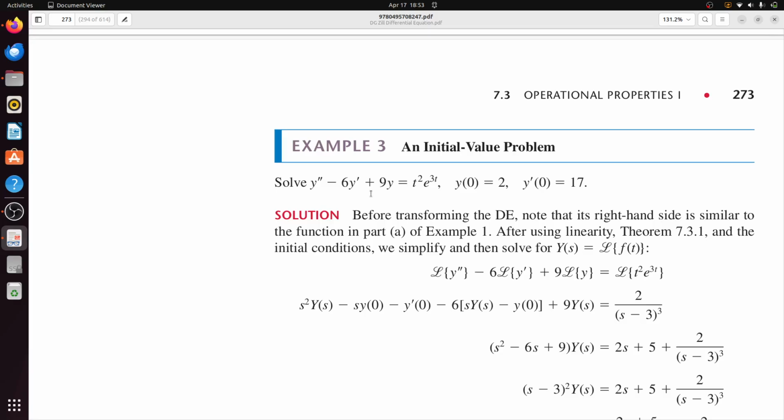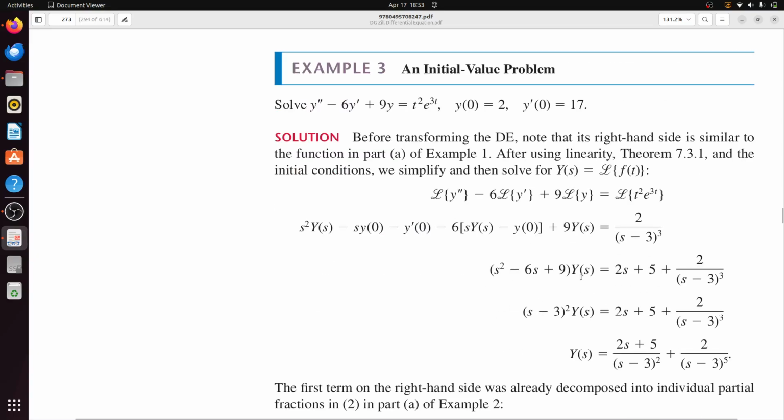Before transforming the differential equation, note that its right hand side is similar to the function used in part A of example 1, t square e to the power 3t. Using linearity, the Laplace transformation of the entire left hand side will be the addition of the individual transforms. So d2y dt square gives s square Y(s) minus s y0 minus y prime 0, minus 6 into sY(s) minus y0, plus 9Y(s), and the Laplace transformation of t square e power 3t will be factorial 2 by s minus 3 whole cube.